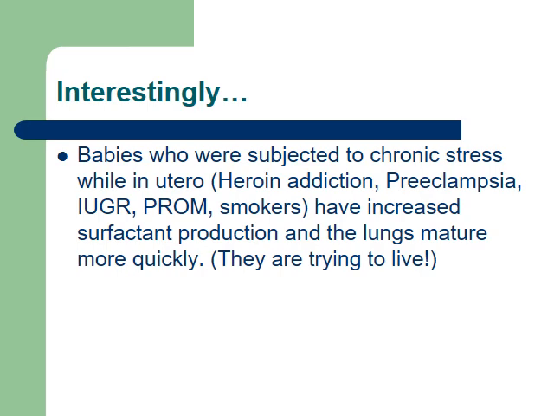This is an interesting fact that I wouldn't tell patients, but I want to tell you guys. Babies who are subjected to chronic stress while in utero, those whose moms were heroin addicts, they have preeclampsia, IUGR, premature rupture of membranes, or if they smoke, they have an increased surfactant production and the lungs mature more quickly, basically because they are trying to live. So if you have a 28-weeker of a heroin addict, that baby may actually do better than a 28-weeker of someone who hasn't done any of these behaviors because the lungs were forced to grow up faster. It's not recommended to do that though, okay? Just make that clear.